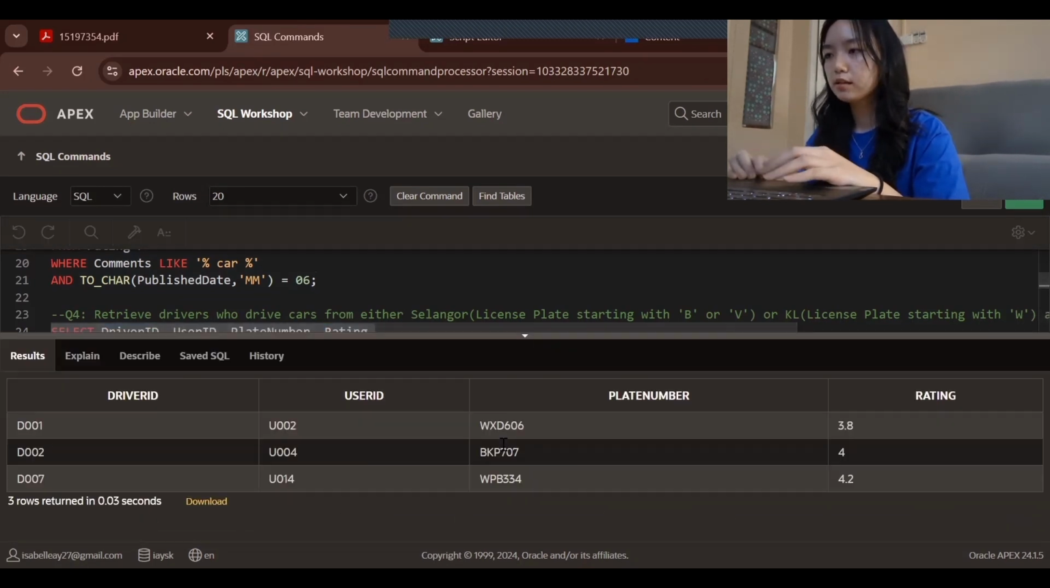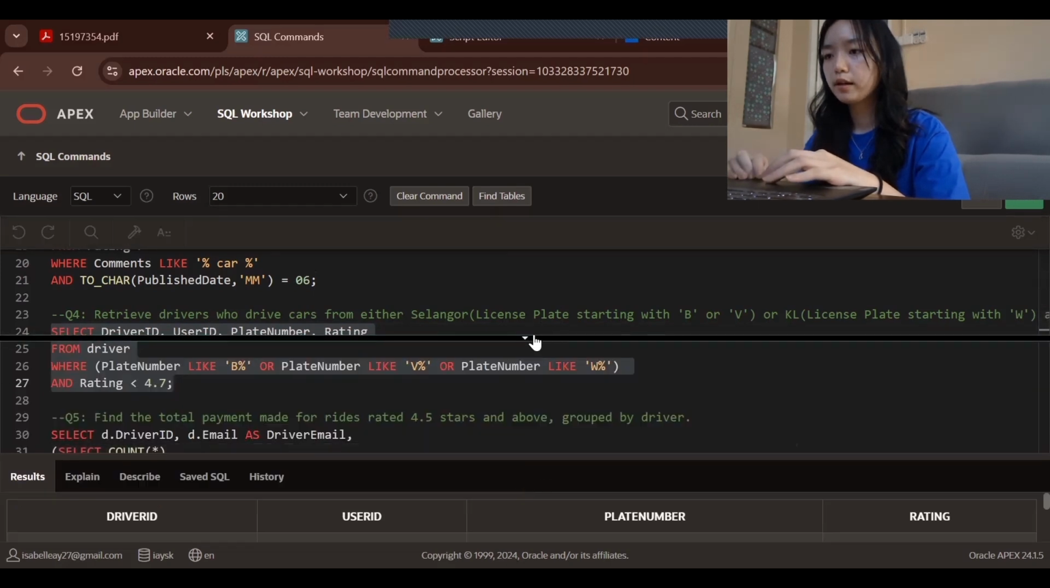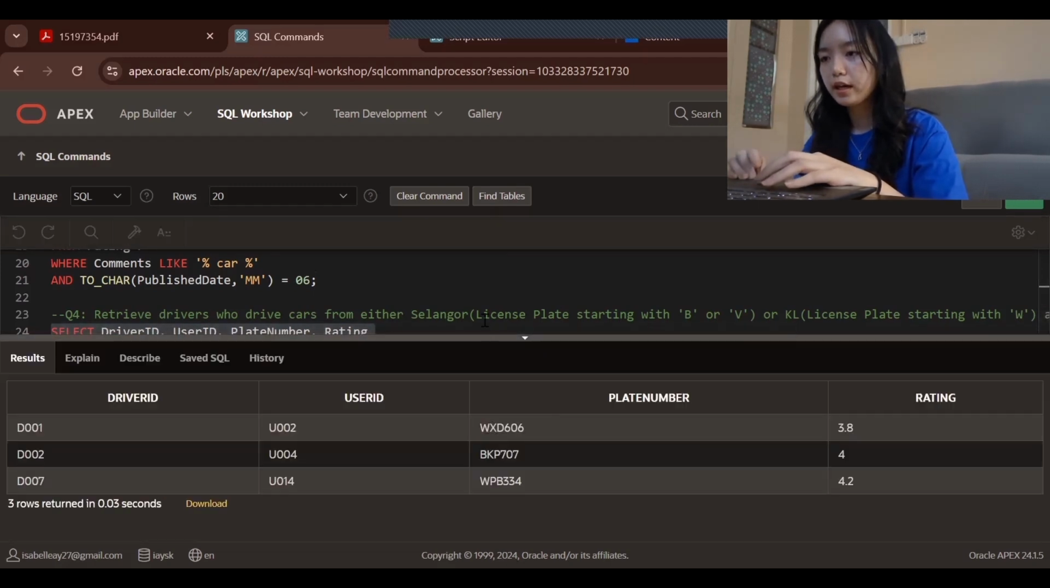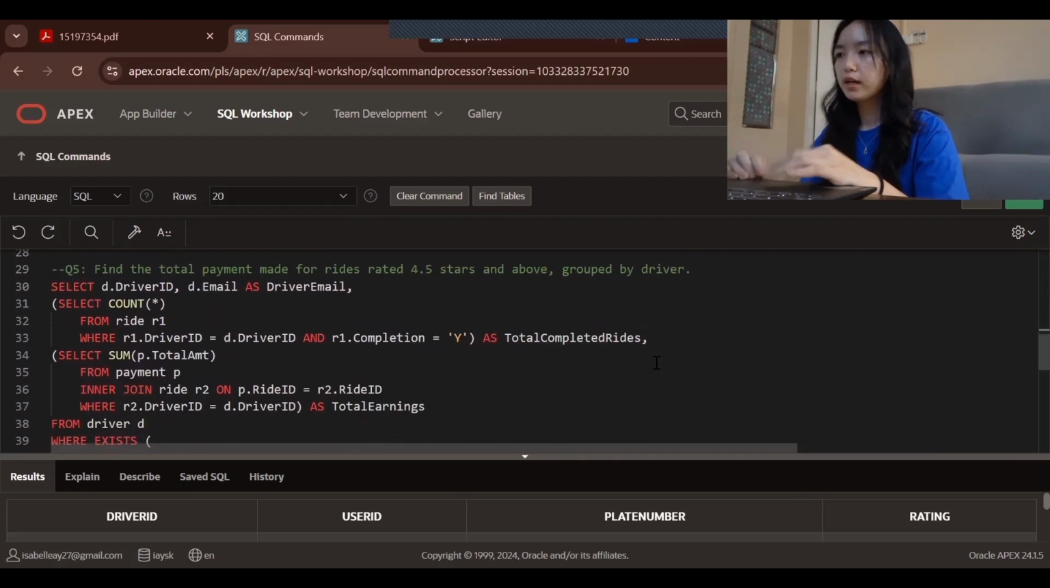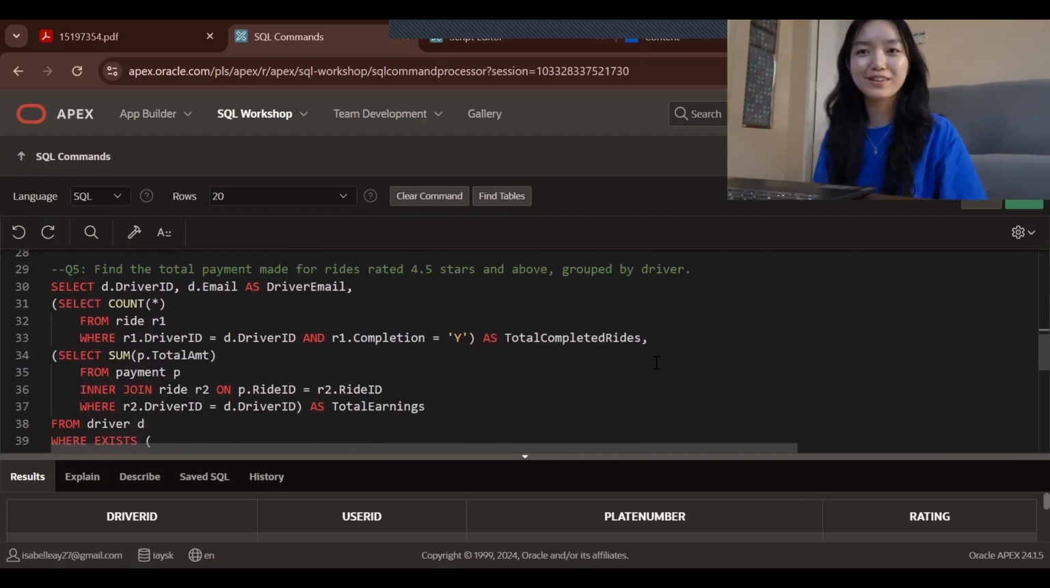Right, okay. So these are all with the ratings, all below 4.7, and all from either Selangor or KL, with B, V or W. Okay, so that's question number 4. Now we'll move on to question number 5, which was one of the more challenging ones, with more bugs.